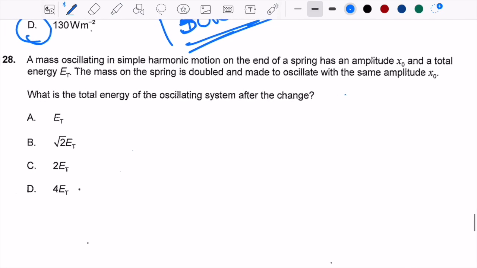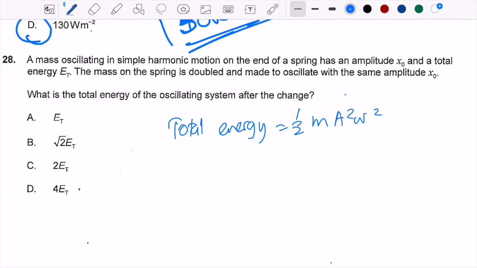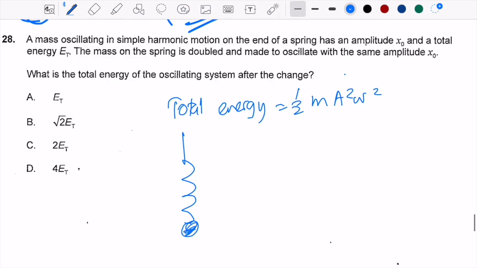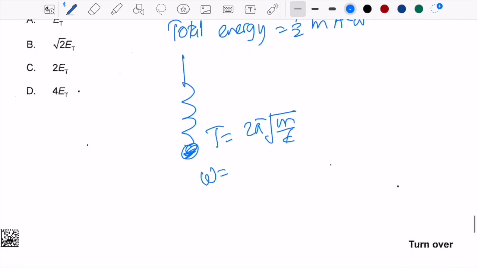Question number 28 is about oscillating systems. In simple harmonic motion, the total energy is given by half m a squared omega squared. You can find this in the data booklet, right? For a simple mass-spring system, the period is 2 pi square root of m over k, again given in the data booklet. Omega is 2 pi over T, so omega is the square root of k over m.